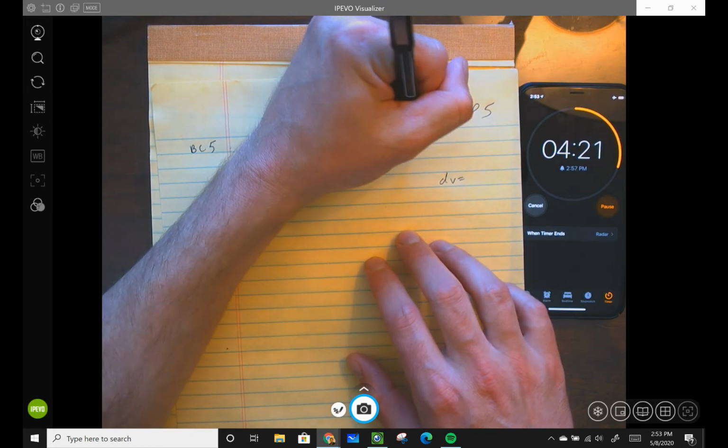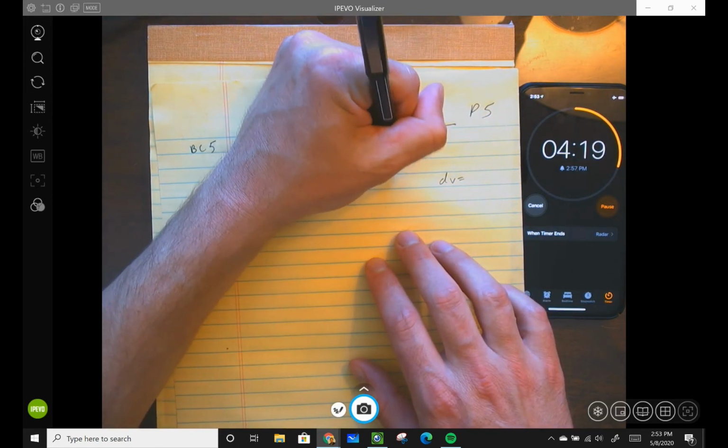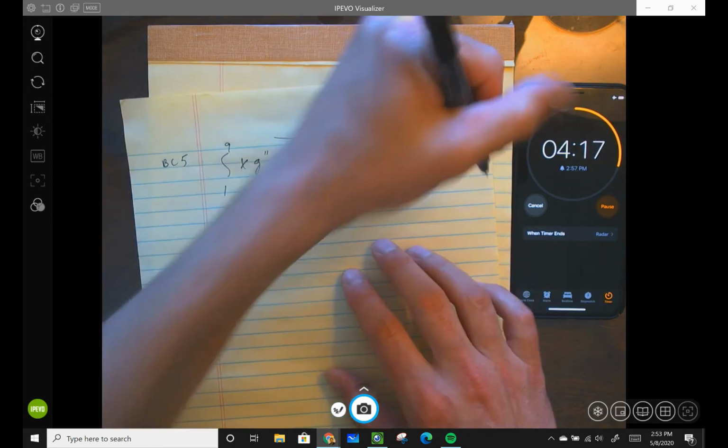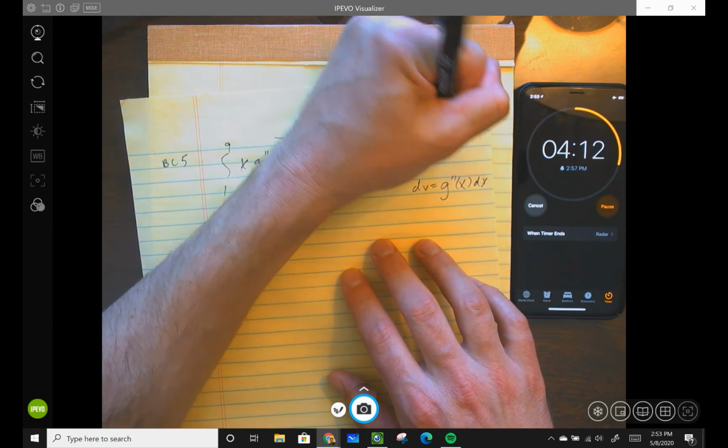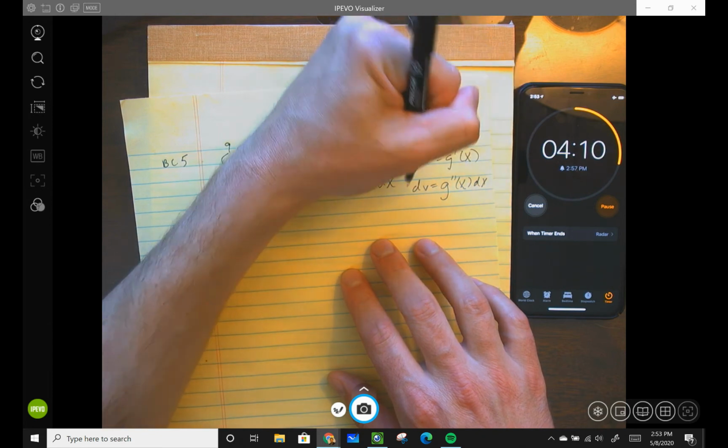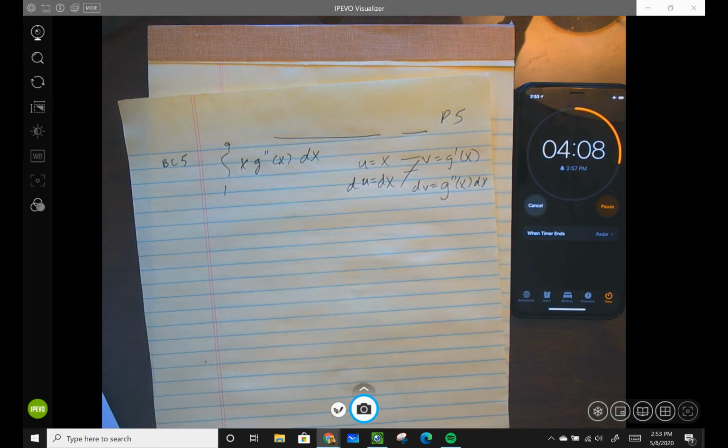U has to be easy to differentiate. How about an x? Du equals dx, and then dv is the rest of it, which is g double prime. And so the antiderivative v is going to be g prime. Then it's uv minus the integral of v du.